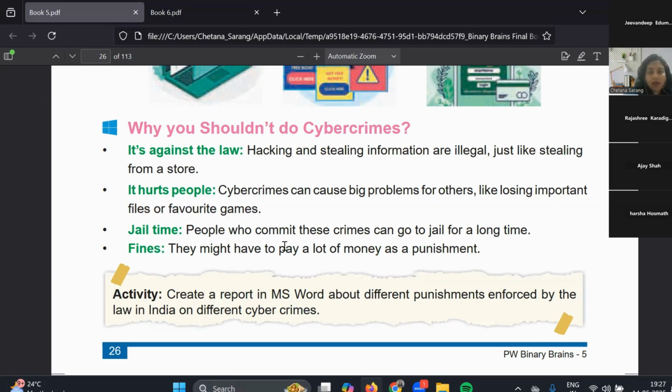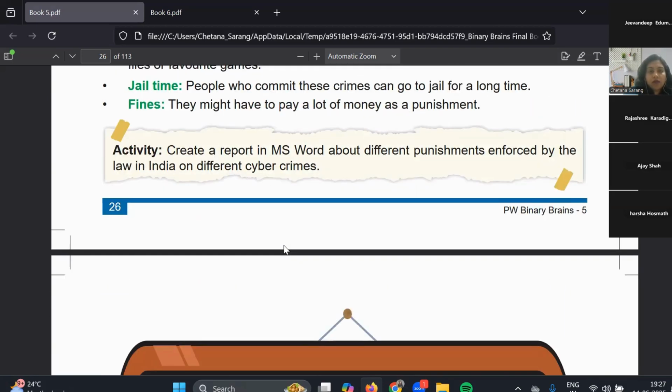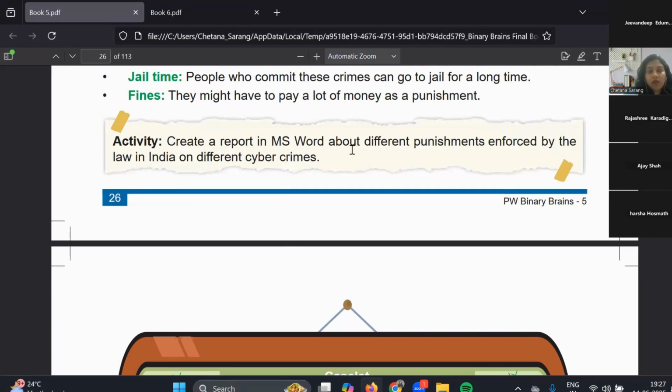Jail time, fines they have to pay. So an activity: creating a report in MS Word, because they have learned MS Word in the previous class. They will create a report about different punishments enforced by law in India on different cyber crimes. They will search on the internet, browse the information and type it. This is intended so that when they write, they mean it. The intensity of their absorption, or the impact, is higher when they write it by their own hands, when they type or make a document. So that's why we are getting this activity done, connecting with the previous topics that are covered in the books.